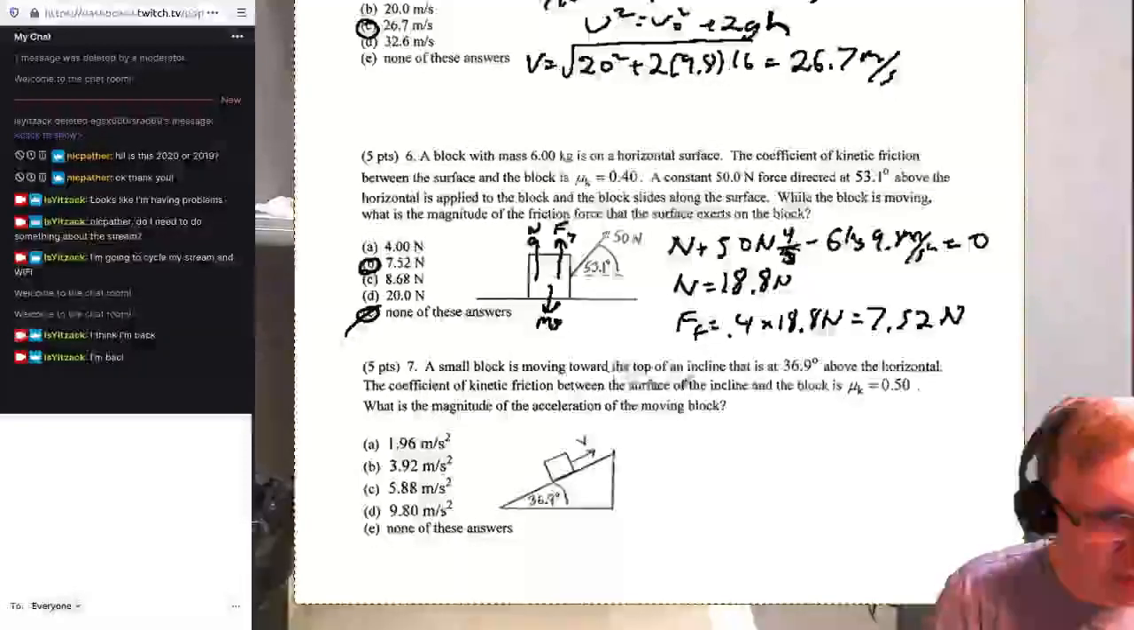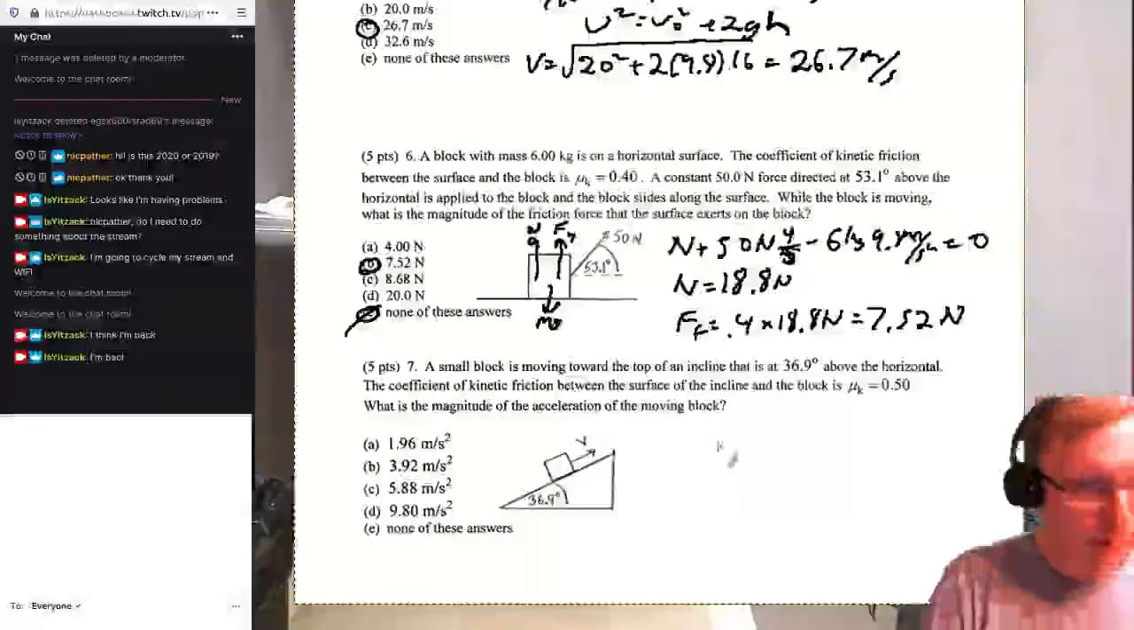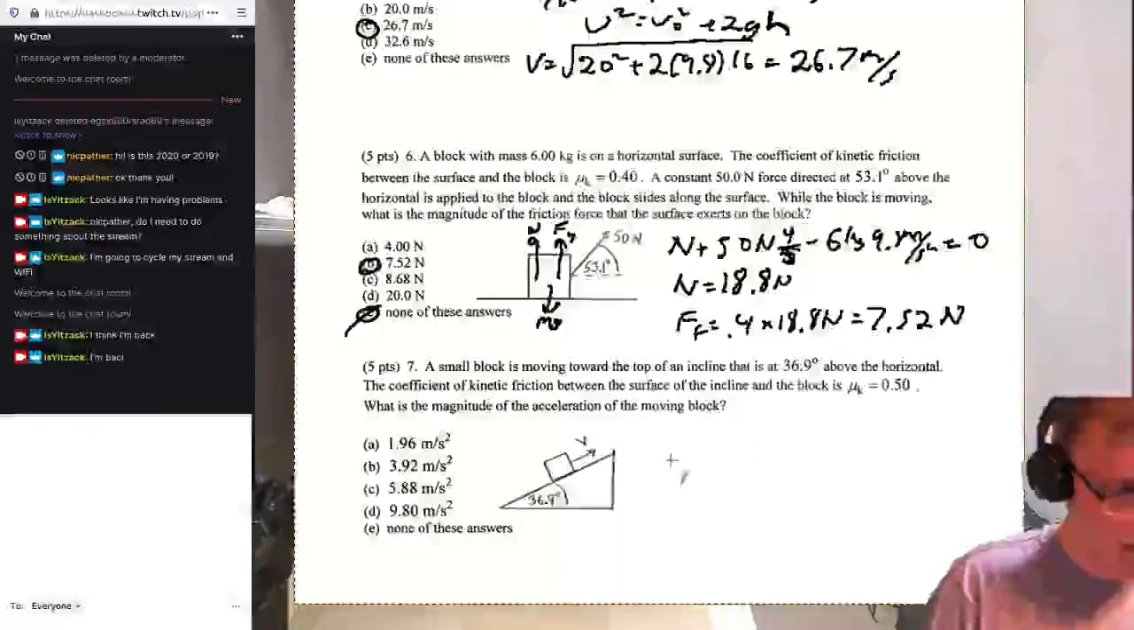A small block is moving toward the top of the incline at 36.9 degrees above the horizontal. Coefficient of kinetic friction between the surface of the incline and the block is 1/2. What is the magnitude of acceleration of the moving block? Oh boy. Okay. So the block is going upwards.